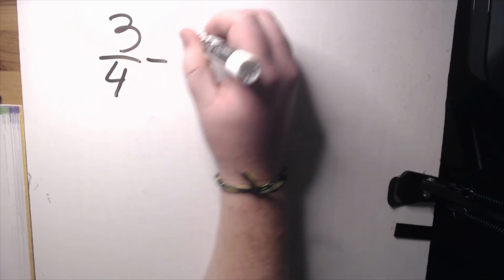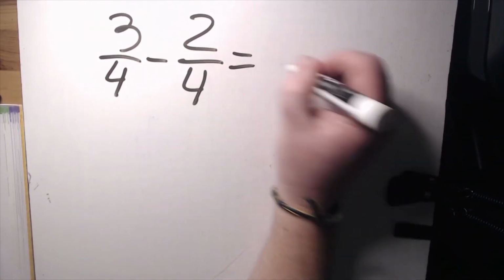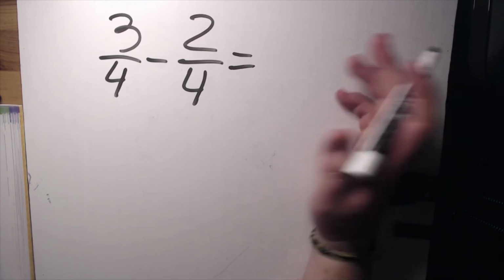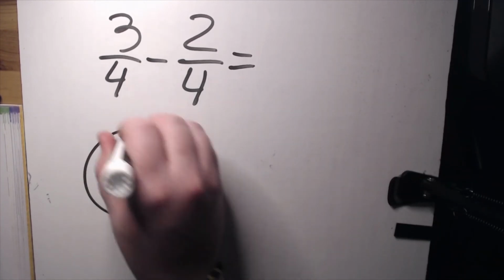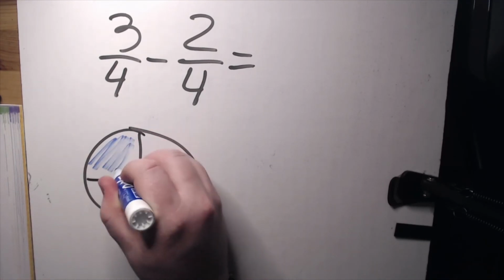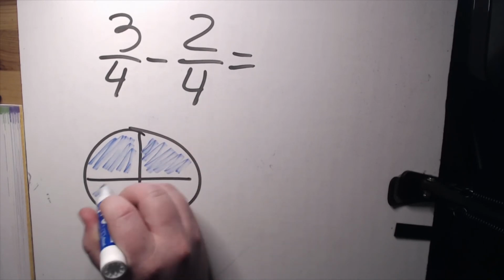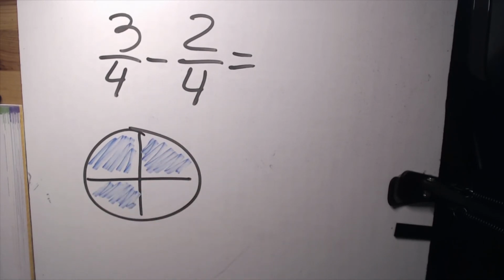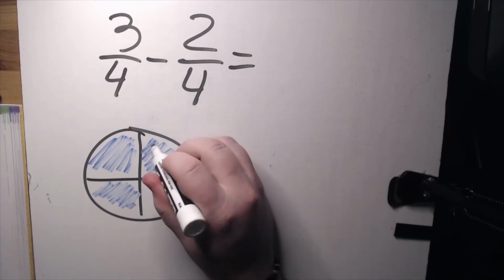We are going to move on to number 6. And we're going to use a pie chart. It says use models to help. So we have 3/4 minus 2/4 equals something. Well, let's do this. Let's split something up into fourths first. Then we will shade it to give us 3/4. And then we will cross out 2 of those 4ths.